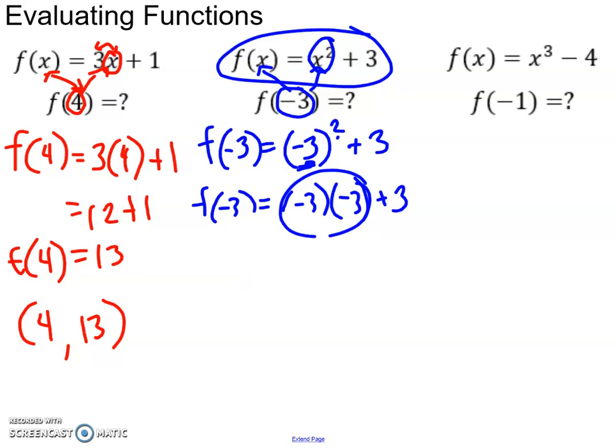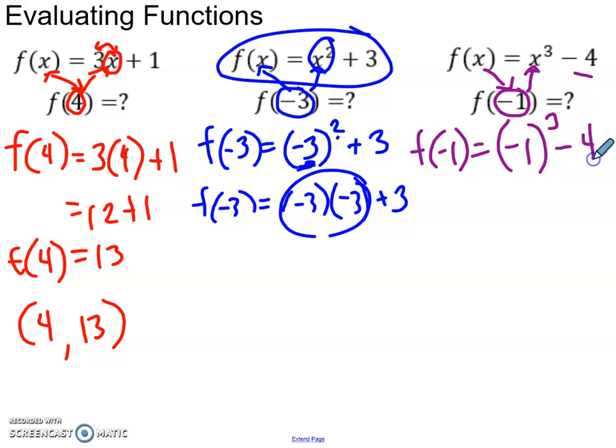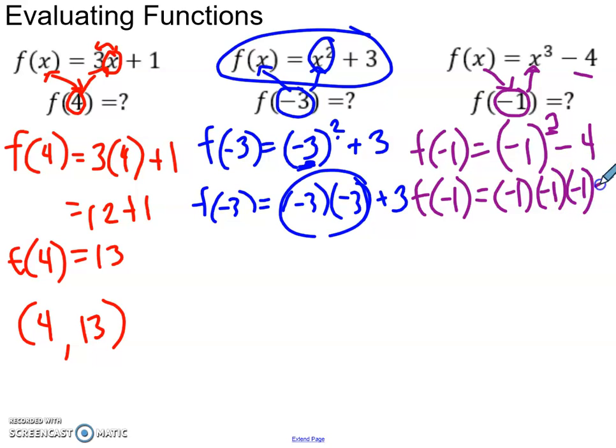All right. Let's look at this last one. So f of x equals x cubed minus 4. F of negative 1. So again, x is now negative 1, so that's what's going to go in my parentheses. So I'm going to have f of negative 1 equals negative 1 in parentheses, exponent on the outside of those parentheses. That's a 3. Cubed means times itself 3 times, so negative 1 times negative 1 times negative 1.